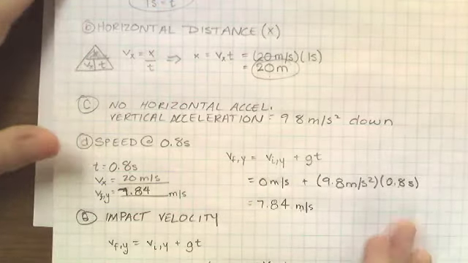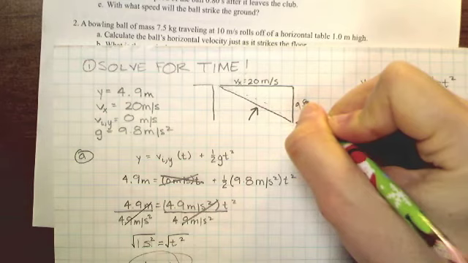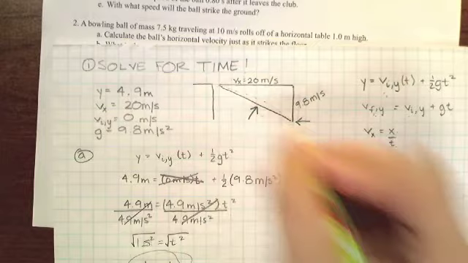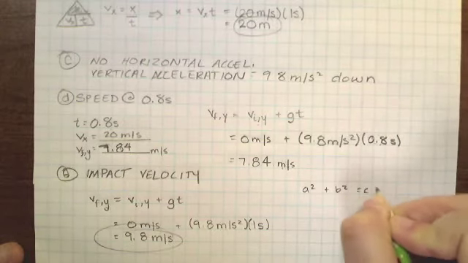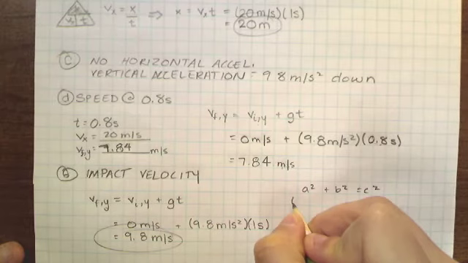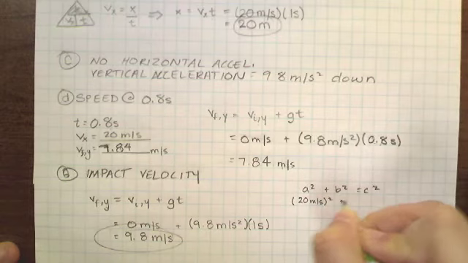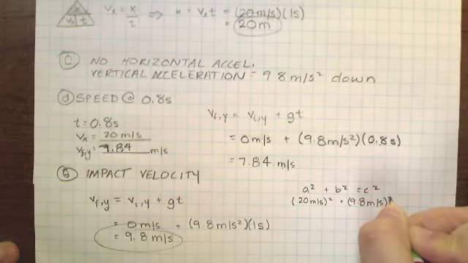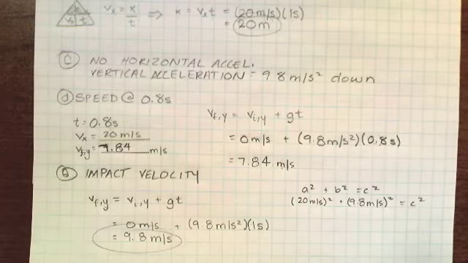So now that we have that, if you look back up here, here's our triangle. We have 9.8 here for this y part of the triangle, and now we can go ahead and solve for this hypotenuse, and we're going to have to use the Pythagorean theorem for that. So we have a squared plus b squared equals c squared. Okay, so we're going to take 20 meters per second squared and 9.8 meters per second squared equals c squared.